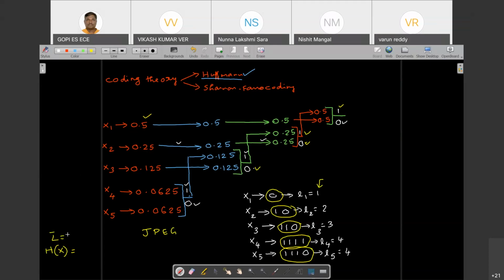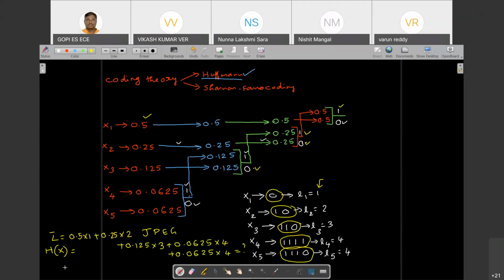Probability, right? So L is what? 0.5 into 1 plus 0.25 into 2, 0.125 into 3 plus 0.0625 into 4 plus 0.0625 into 4. So what is the value of this?